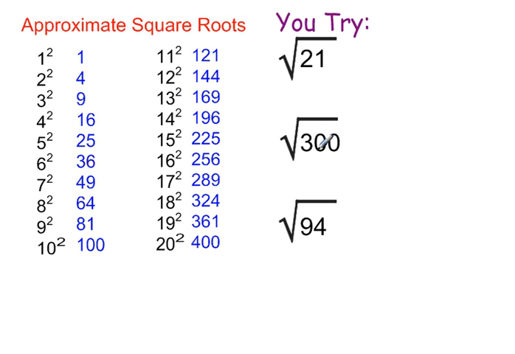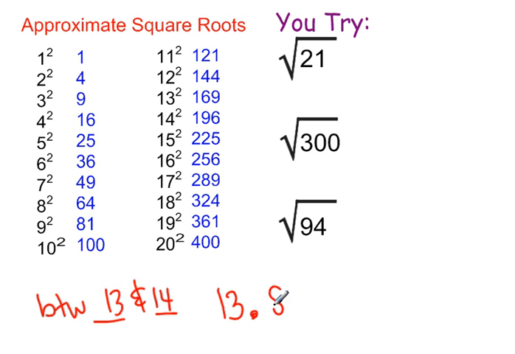Here are 3 more questions I would like you to try. I'd like you to solve all 3 answers. So I want an answer that says that it's between something and something else. That will be one answer. So maybe it's between 13 and 14. I want your second answer to be a decimal. So maybe that turns into 13.8.